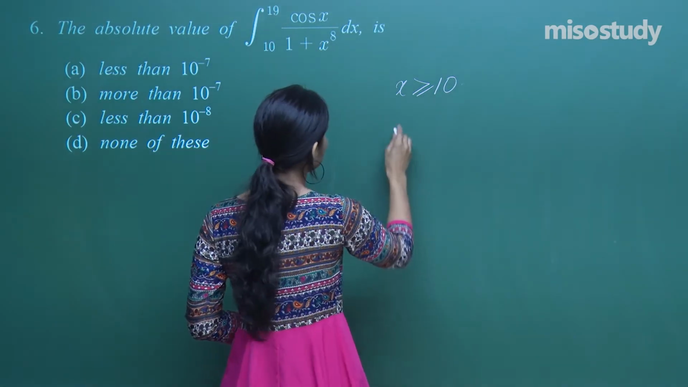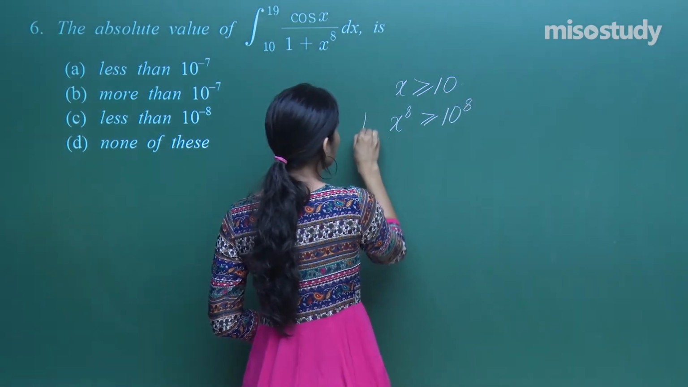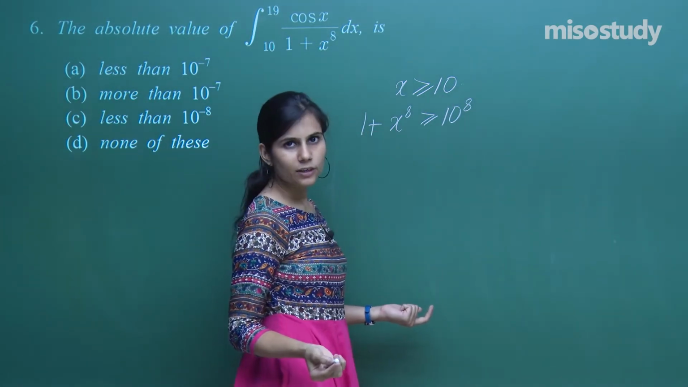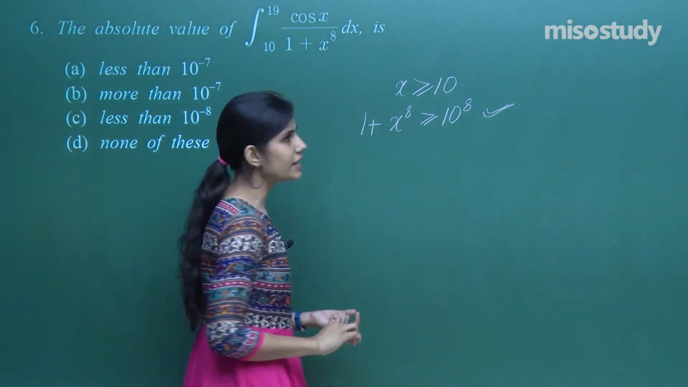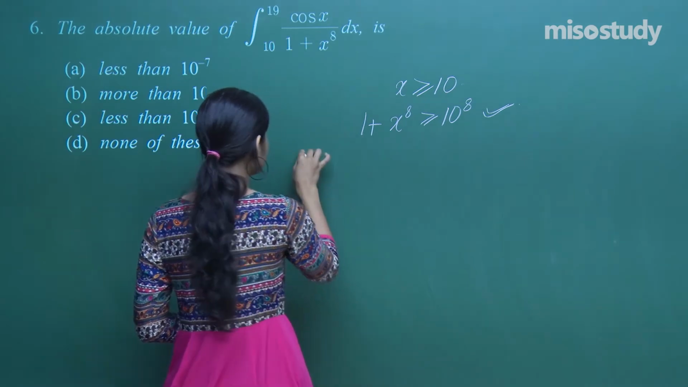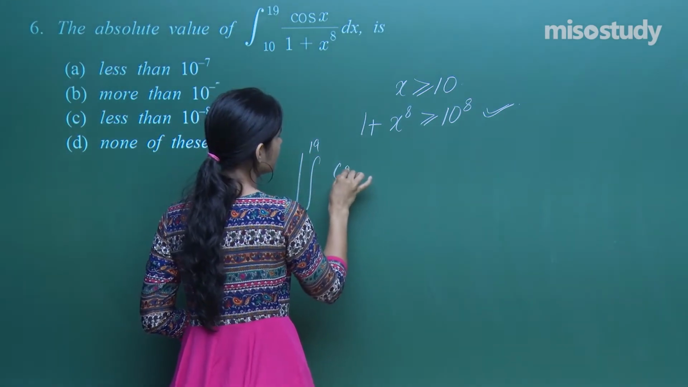Greater than or equal to 10 means what? x to the power 8 will be greater than or equal to 10 to the power 8. Obviously, if I add 1 to it, again the inequality holds. So this is something that you already have. Now over here you need to find the absolute value of this expression, means you need to find this.